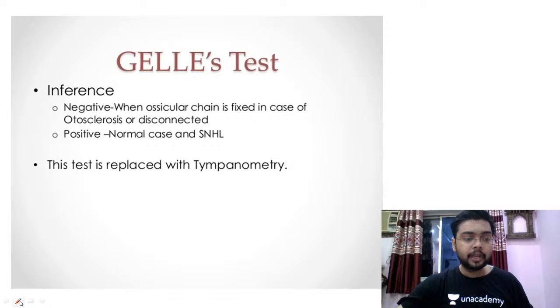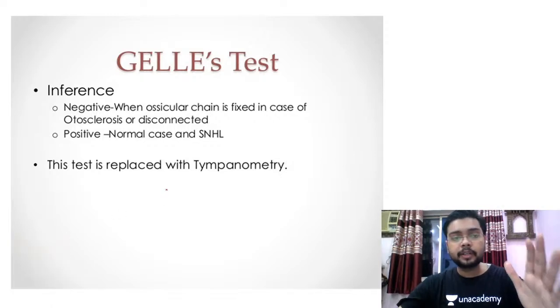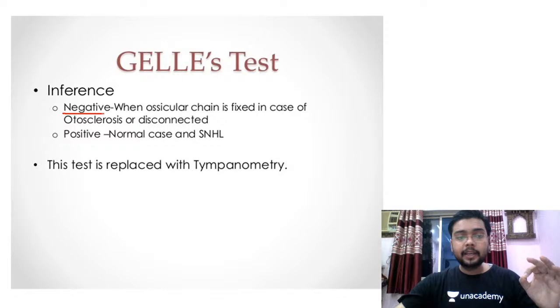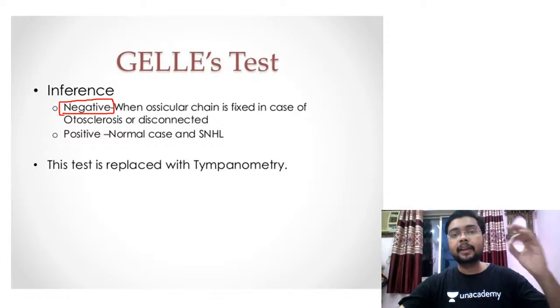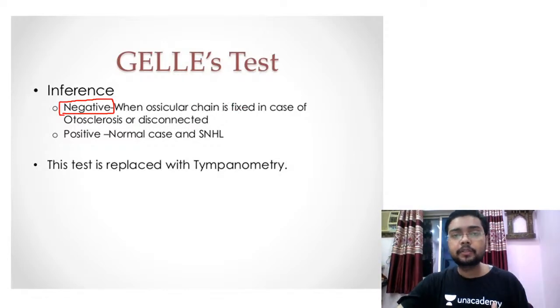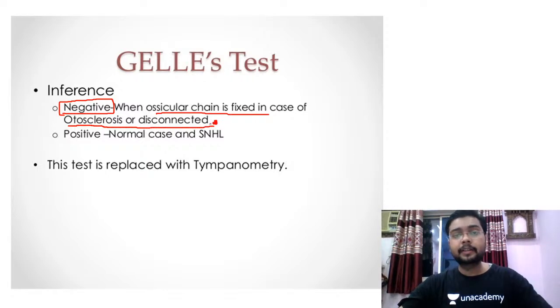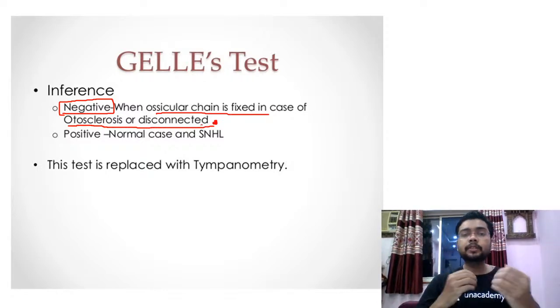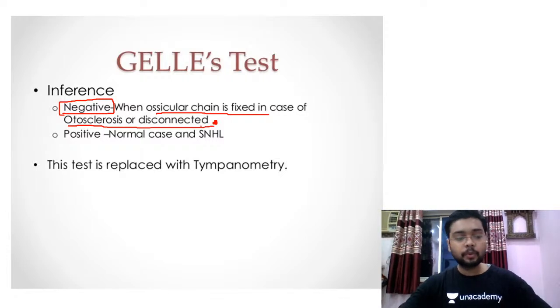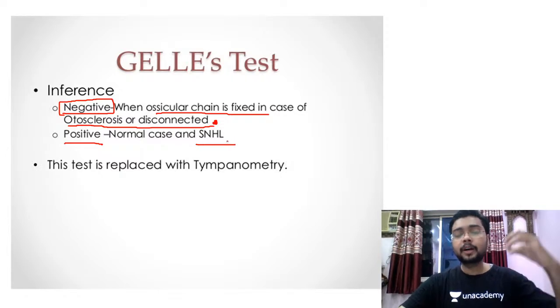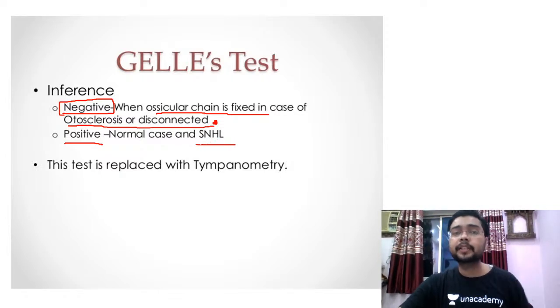So how are you going to interpret this? This part is really important. You will say negative Gelle's test when there is no change in hearing with the use of Siegle's speculum. So when the ossicle is fixed, like in case of otosclerosis, or disconnected in case of trauma, many a time the ossicular joint dislocates. In both these situations, you will get a negative Gelle's test, right? And a positive Gelle's test means you are getting a decreased hearing with increased pressure.